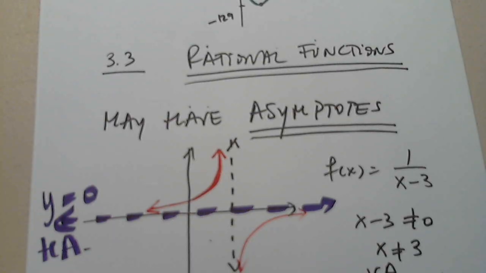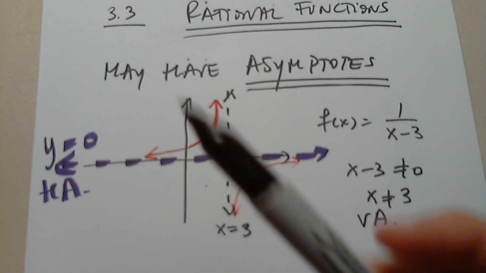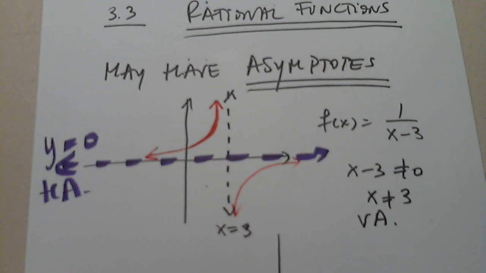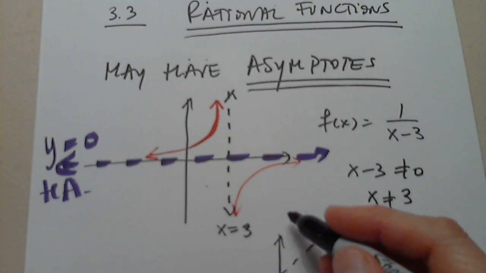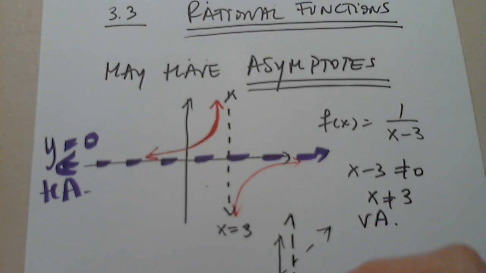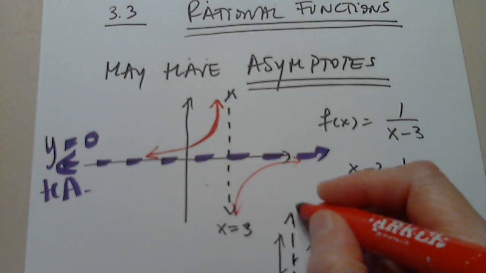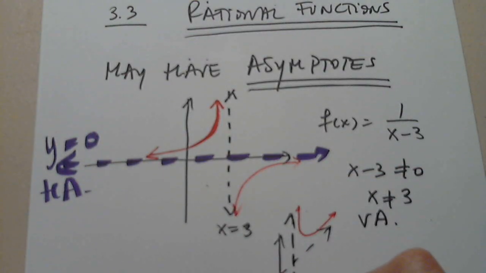There are other functions, which I am going to show an example of if you want, but I'm not going to test you on, that do not have horizontal asymptotes, but may have something called a slant asymptote. So how will something like this look? Okay, I put in a slant and a vertical. So the function may look like this, getting closer and closer to the asymptotes, always.